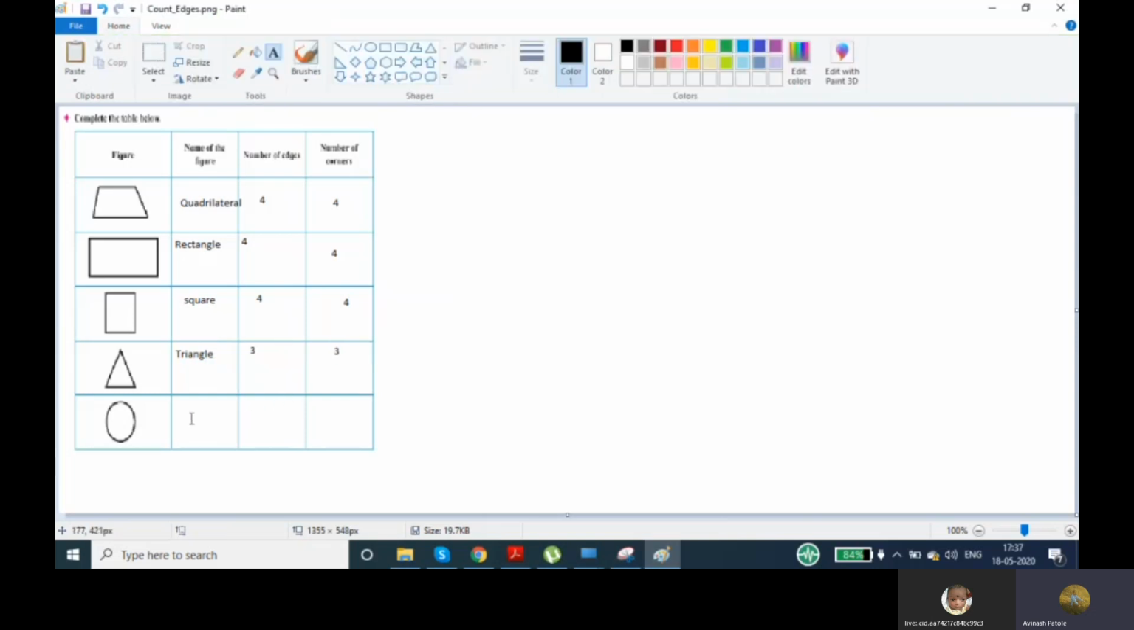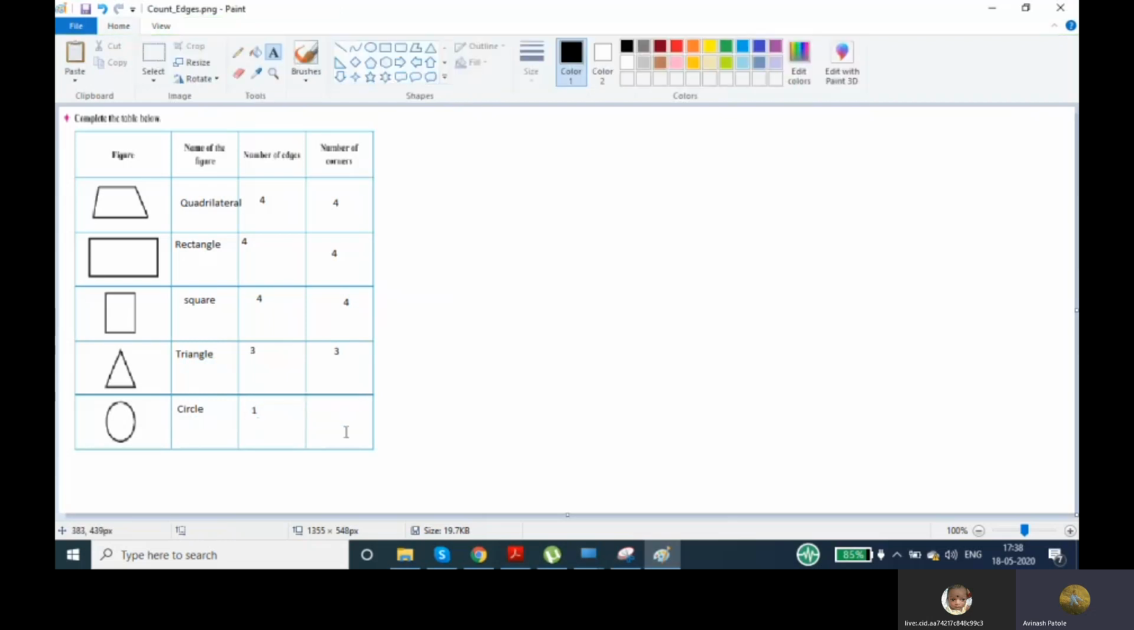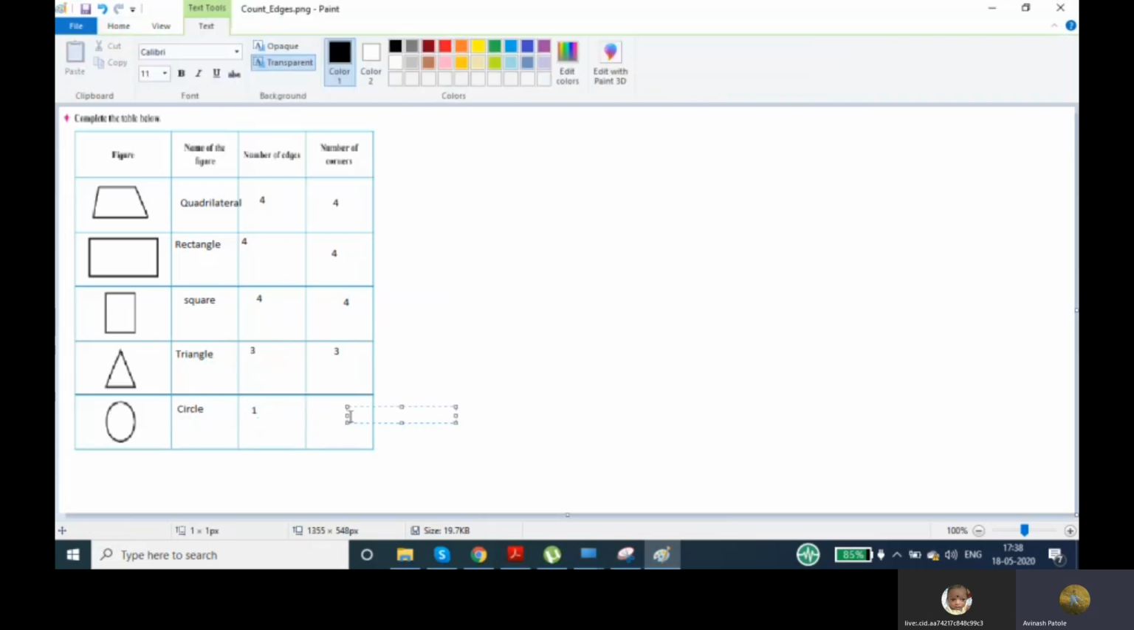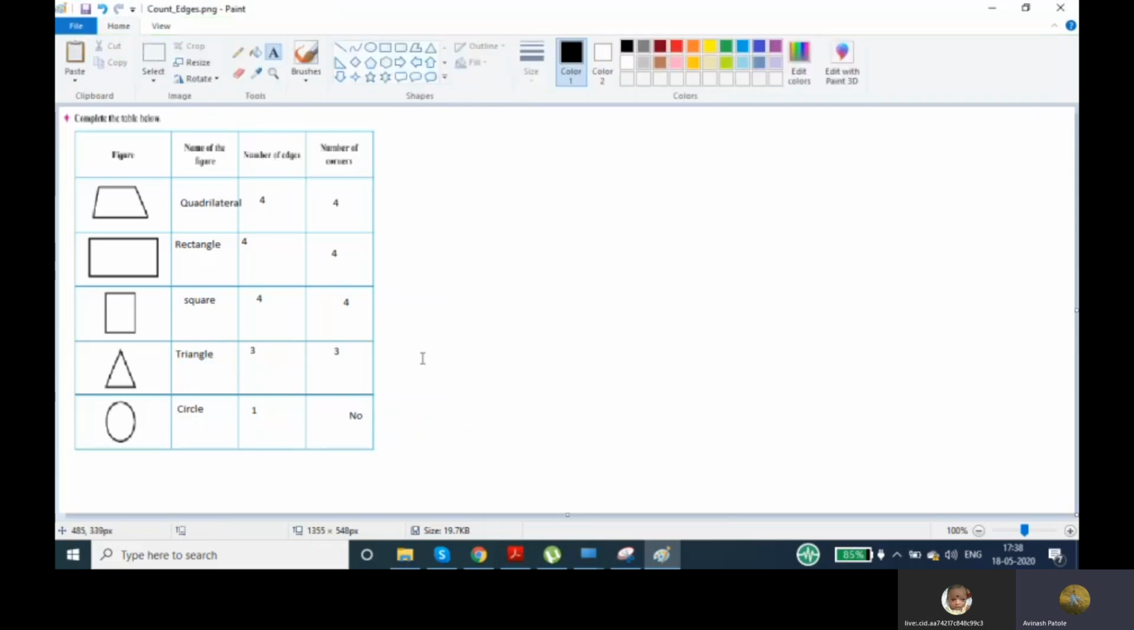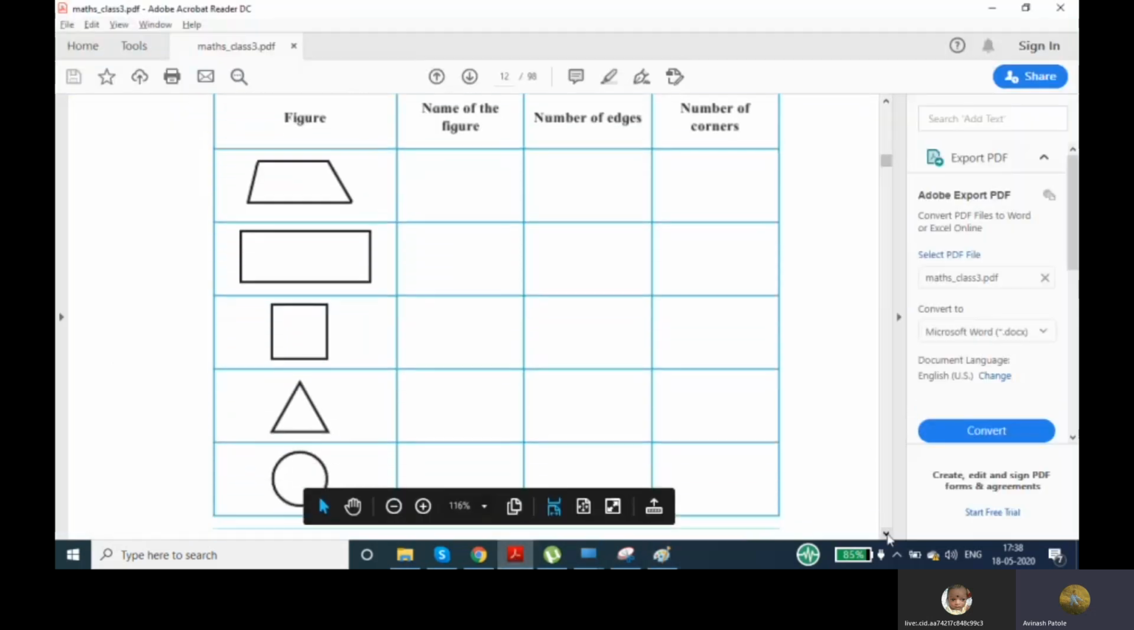Now this next shape that we have is an interesting one, because it's quite obvious and usual that we see around us. So it's a circle. And how many edges does a circle have? So it's just 1. And does it have any corners? No, it does not have any corners. So we are going to complete this activity, and we are going to move further into this lesson.